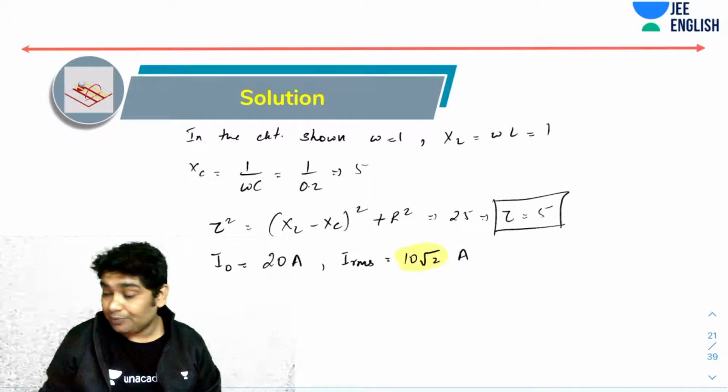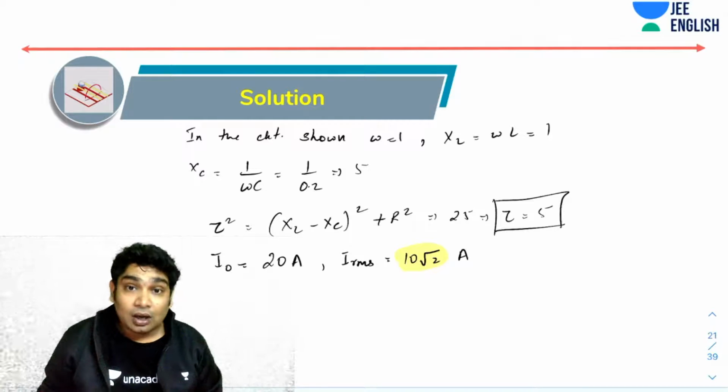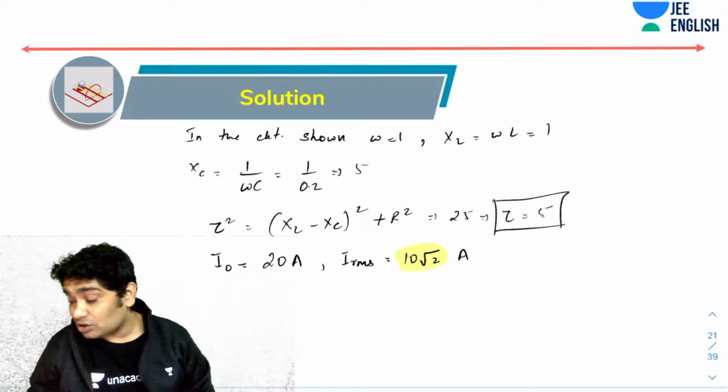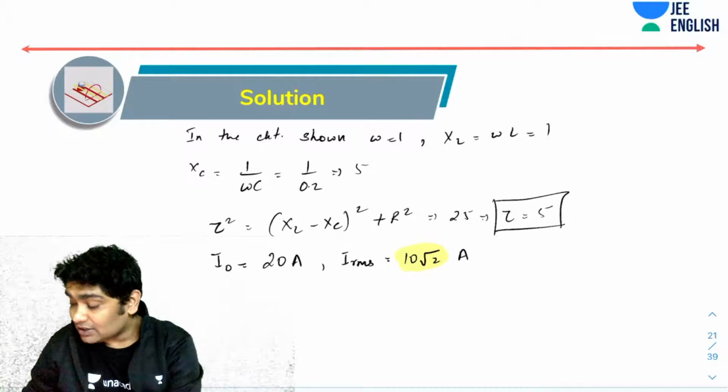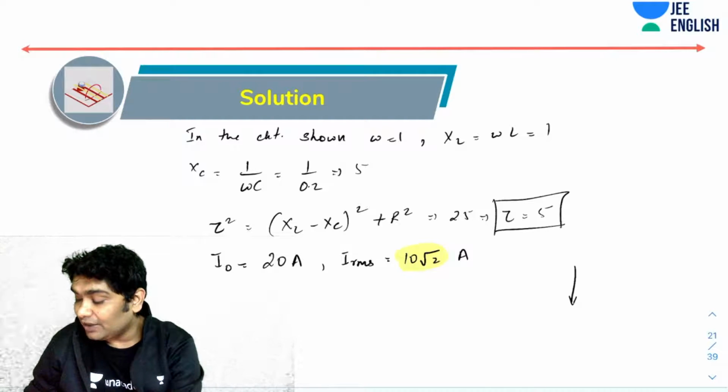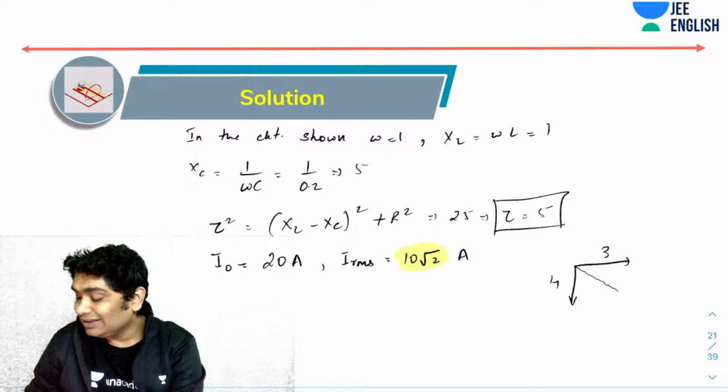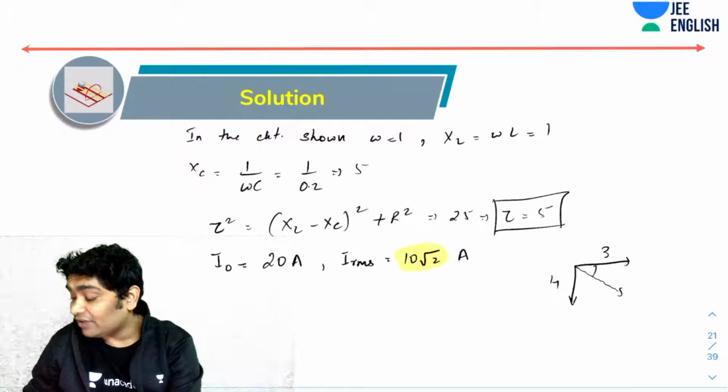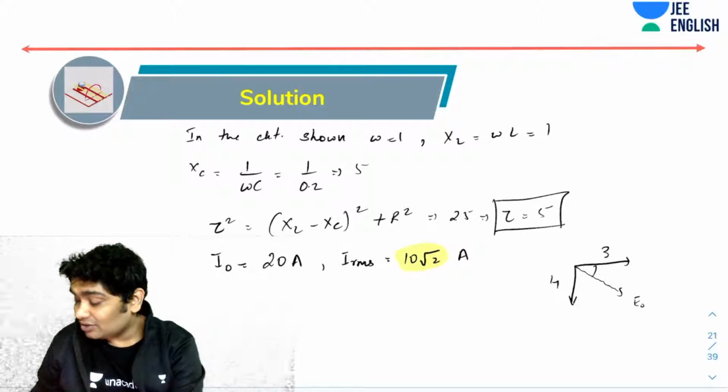Please remember that. Now, what about the phase? So let's talk about the impedance triangle. In this case, you will have this kind of impedance, and this is 3, this is 4. So you have this as the voltage phasor, E naught, and this is Z, where Z points.